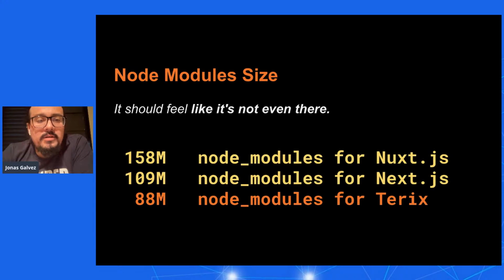Here are some comparisons. For Nuxt.js, you end up with a node_modules of 158 megs. For Next.js, you end up with 109 megs. And for Terex, which is the conjunction of only those Fastify plugins, you end up with 88. So it's a really minimal, constrained setup that really has nothing else. And for the things that you need, you actually have to add on and build on top of it yourself.